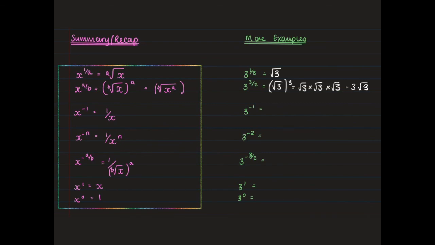3 to the power of minus 1, I've got 1 over 3. 3 to the power of minus 2, I'm going to have 1 over 3 squared, which is 1 over 9. 3 to the power of minus 3 over 2, well, I can look back up here where I've got 3 to the power of 3 over 2, because this is 1 over 3 to the power of 3 over 2, which is going to be 1 over 3 root 3. 3 to the power of 1 is 3, 3 to the power of 0 is 1.